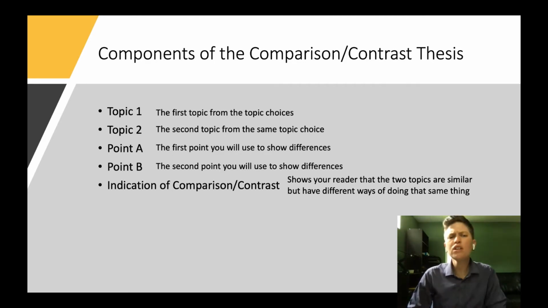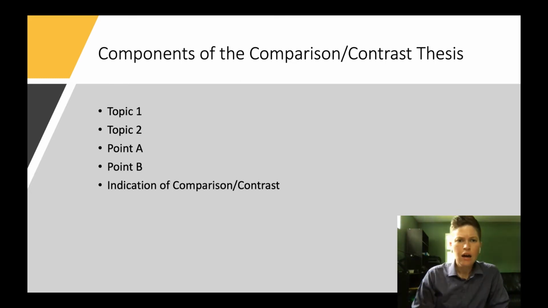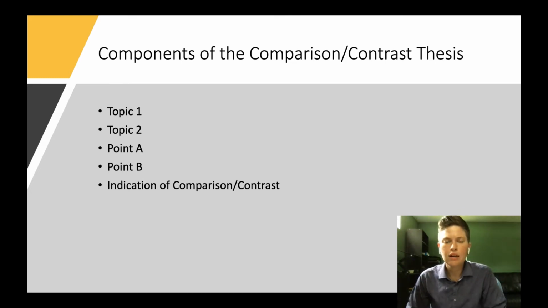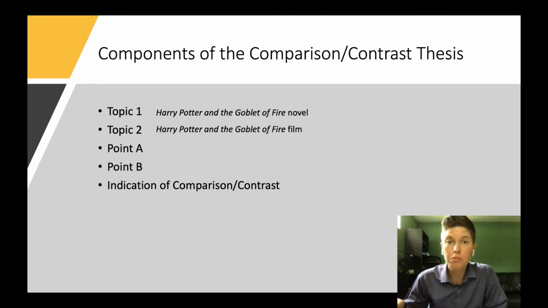So what does this look like with an example? Okay, so we've got our components list again. So I've decided for this particular unit that I'm going to use the comparison between Harry Potter and the Goblet of Fire as a novel, and then Harry Potter and the Goblet of Fire as a film. So my topic one is Harry Potter and the Goblet of Fire novel. Okay, topic two is going to be the film, right?